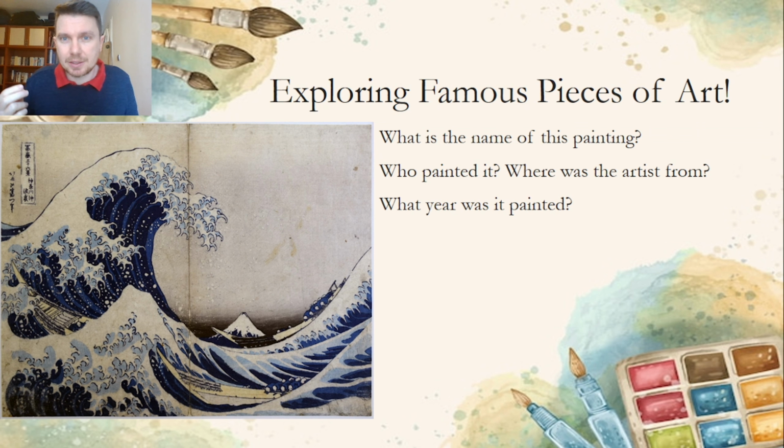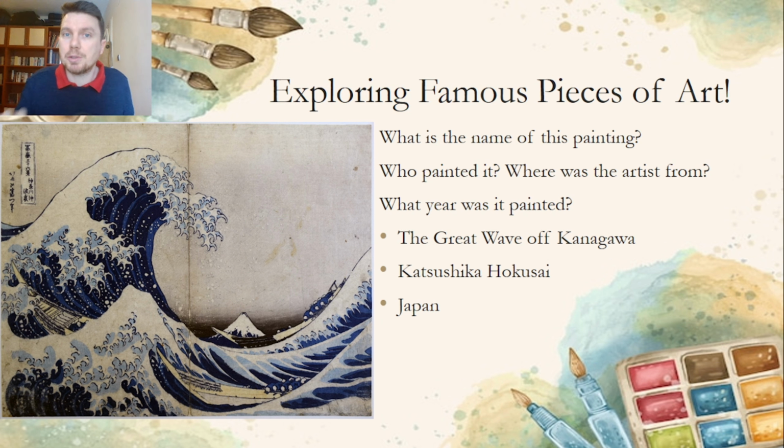The next piece. What is the name of this painting? Who painted it? Where was the artist from? And what year was it painted? What is the name of the painting? The Great Wave of Kanagawa. Who painted it? Katsushika Hokusai. Where is he from? He's from Japan. And what year did he paint it? He painted it in 1831.